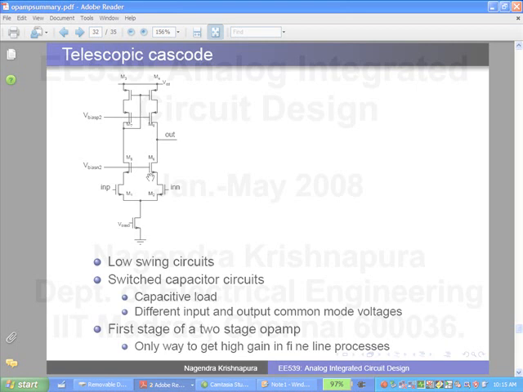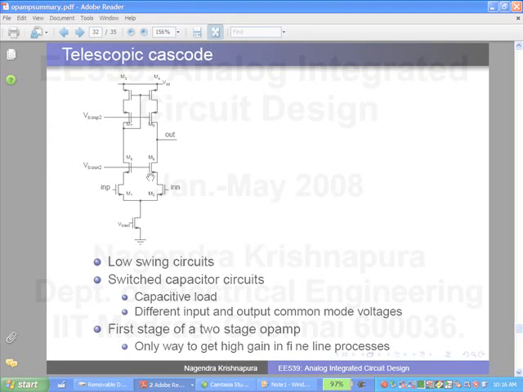Maybe it is a lower bandwidth op-amp, but I need a higher DC gain. DC gain translates to accuracy in a circuit, right? These are two orthogonal things. To get high accuracy, you need high DC gain. To get high speed, you need high bandwidth. So there are applications where you don't need the highest bandwidth, but you certainly need more DC gain.